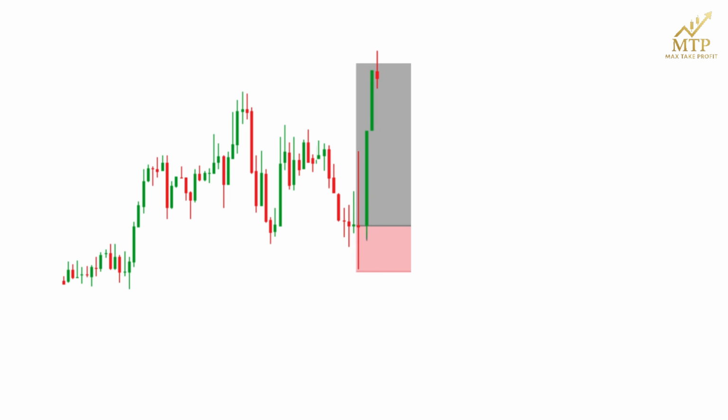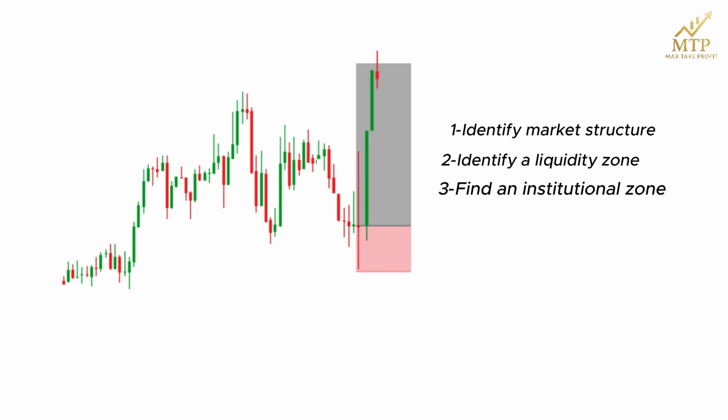Before you enter, quick checklist. Ask yourself, is the market structure clear? Have I identified liquidity? Is there a confluence, an order block, FVG? Has liquidity been grabbed? Do I have a clear confirmation candle? Is my stop loss and sizing correct? If all 6 are checked, take the trade.